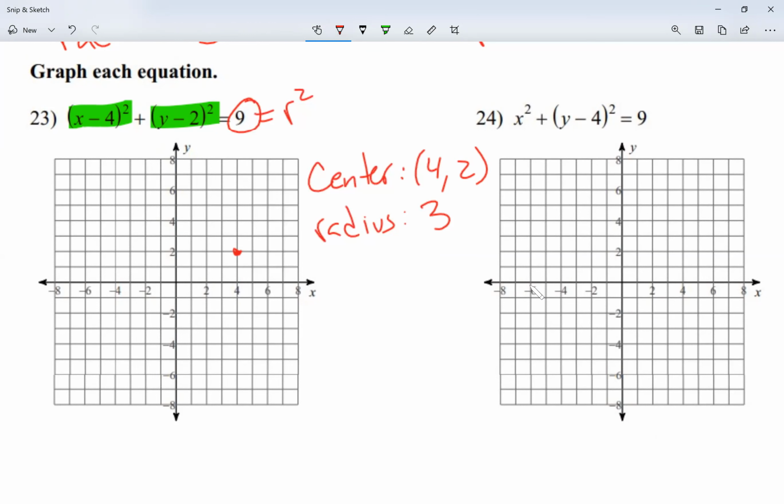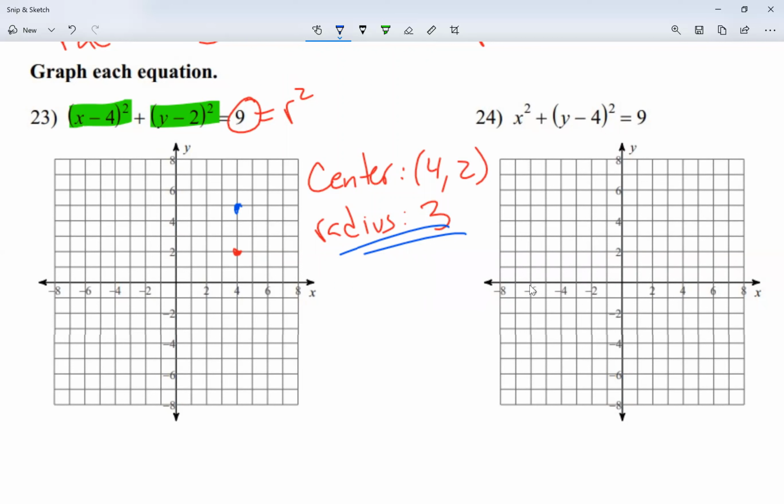Let me use blue for this case. So what I'm going to do, since the radius is 3, and I know the center of the circle, from the center, go 3 units any direction. So 3 units up, 3 units down, to the right, to the left, whatever you want. So from the center, if you go up, there's going to be right there. Then just draw a circle, center at the red point, that goes through the blue point.